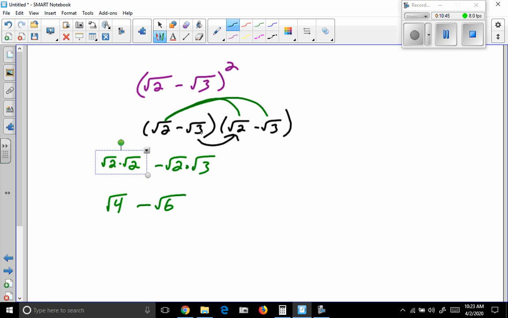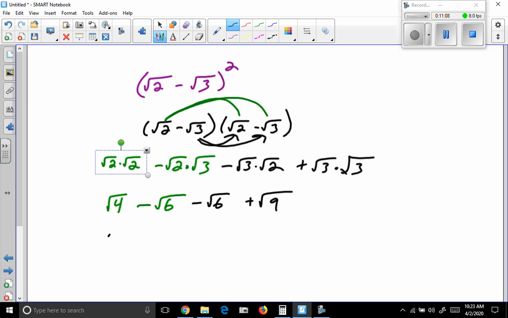Here, when we distribute those, a negative times a positive is a negative. Square root of 3 times the square root of 2 is also the square root of 6. And then when we multiply those together, a negative times negative is positive. Root 3 times root 3, well, 3 times 3 is 9. Square root of 4 is 2. Square root of 9 is 3. And then we have two of those. We have minus 1 root 6 minus another root 6, so minus 2 square roots of 6.